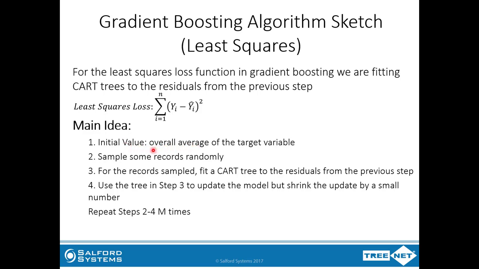And then you sample some records randomly. For the record sample, you fit a CART tree to the residuals from the previous step. Then you use this tree that you've built in step 3 to update the model, but you shrink the update by a small number. And then you just repeat steps 2 through 4 M times, and you as the user are going to supply the M. Now, this is just the sketch, and so now we're going to go into the algorithm in detail.